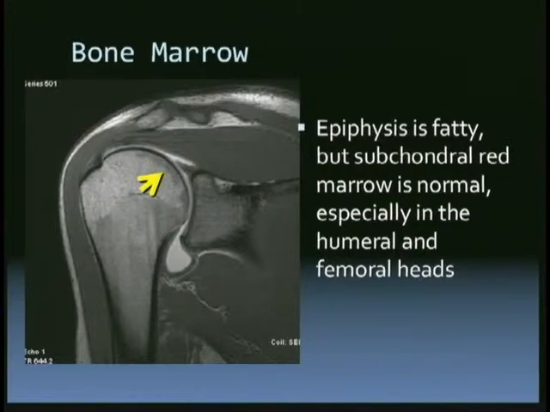There are some exceptions to the rule that we should not have red marrow in the epiphysis, and you can see particularly in the proximal humerus and the proximal femur some focal areas of red marrow that are parallel to the subchondral bone, and you can see here in this example just a small amount of red marrow, which is normal and should not be considered abnormal.